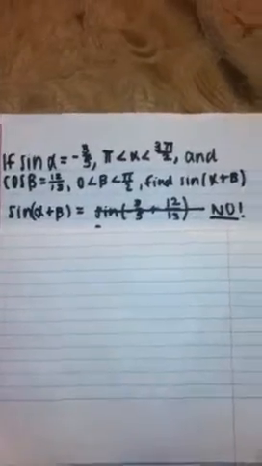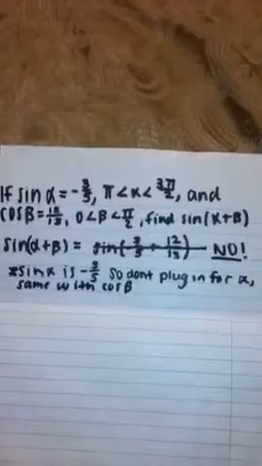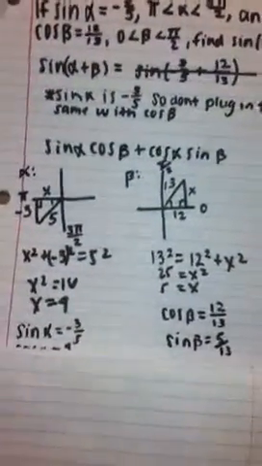No, this is not correct. Sine of alpha is negative 3 over 5, so you plug that right into the equation. It's not sine of negative 3 over 5. That's one common mistake that people make.